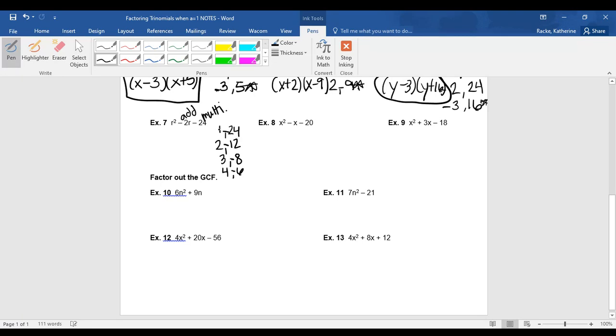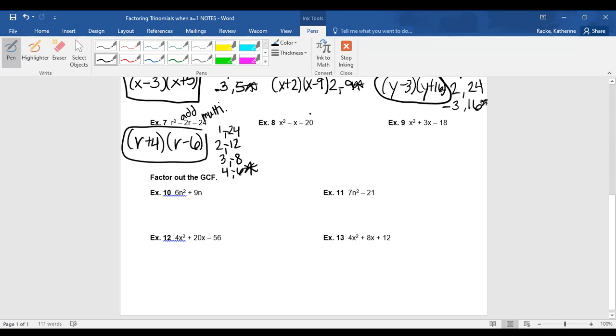Negative 24 plus 1 is negative 23, negative 12 plus 2 gives us a negative 10, negative 8 plus 3 gives us a negative 5, and negative 6 plus 4 gives us a negative 2. So that one works. So it would be r plus 4 and r minus 6.